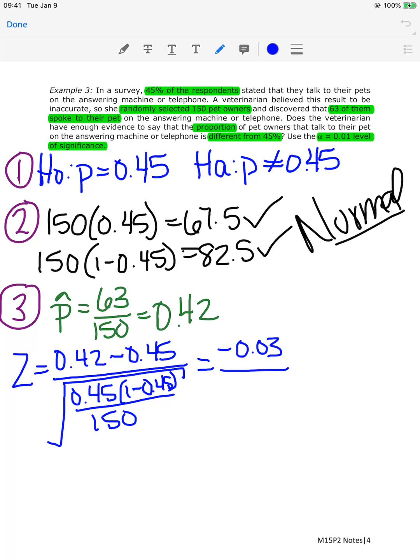And the bottom piece, go ahead and calculate this with me. 0.040620192. So 0.04, use all those decimals. Negative 0.03 divided by our answer is negative 0.7386.